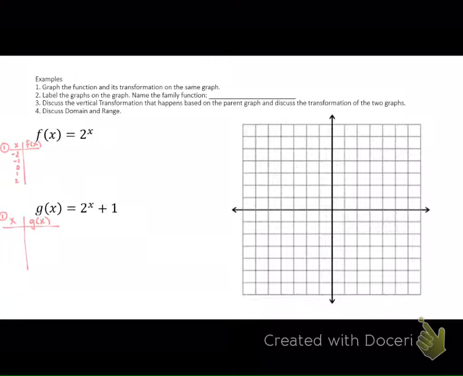Go ahead and make your tables on your own. I'll put them up there in just a second. I want to see that you guys are trying them on your own. If you need a calculator, go grab one. And you can graph them yourself too if you want to.